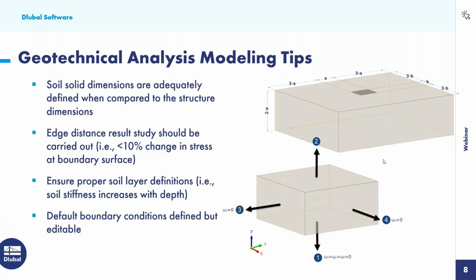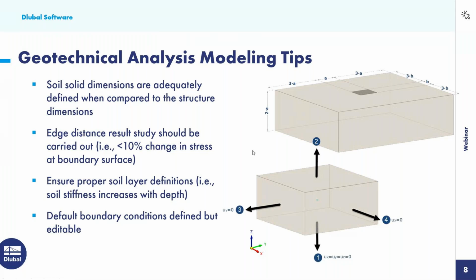But we highly encourage you to carry out what we call an edge distance results study. So ultimately, this may be the starting point, but perhaps we can decrease the size of this soil solid. That's going to generate a much quicker analysis, the smaller that this solid is within an FEA program, but we want to see less than 10% changes in the stresses at the boundary surface. If we continue shrinking the size of this solid model and we're seeing higher changes in stress at these boundary surfaces, then we know that our soil solid is not big enough. So we probably want to increase that size, again, to get accurate results here in comparison to the loads that we will apply to the structure as well as the size of the structure.